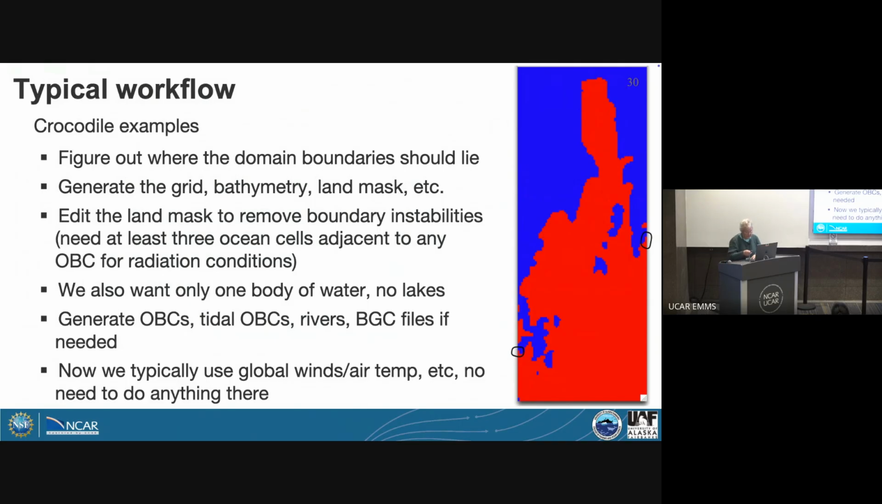But one thing you need to know is that the radiation boundary conditions require 3 water cells adjacent to each open edge. So this black circle here is pointing out an area where I've got less than 3 water cells next to the open boundary. And I need to fix that before I can go on and run things if I want to use a radiation boundary condition.